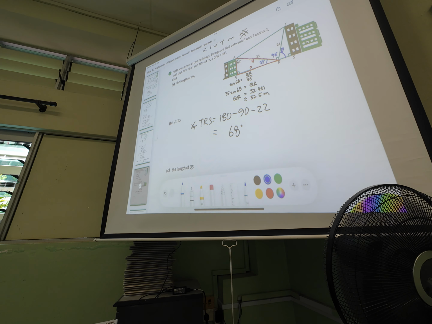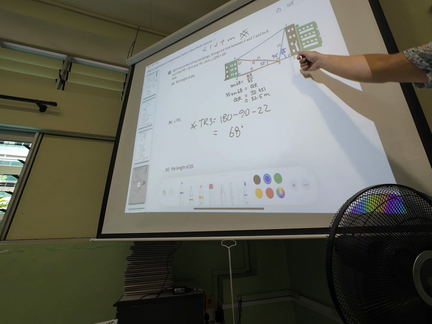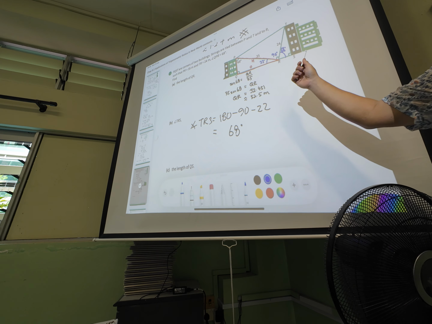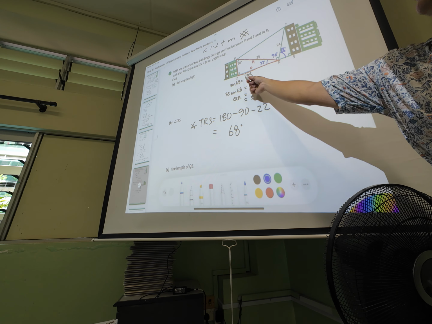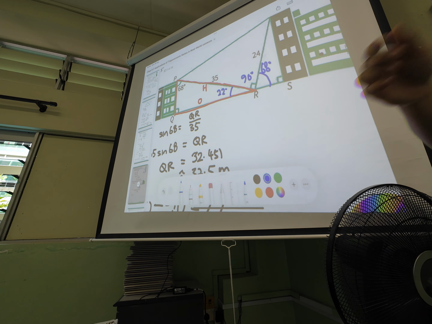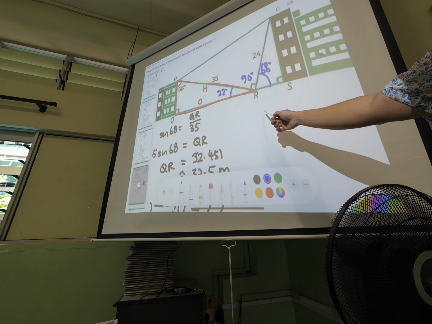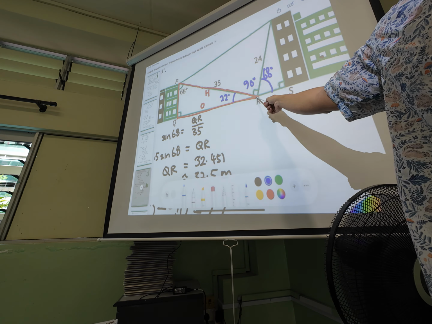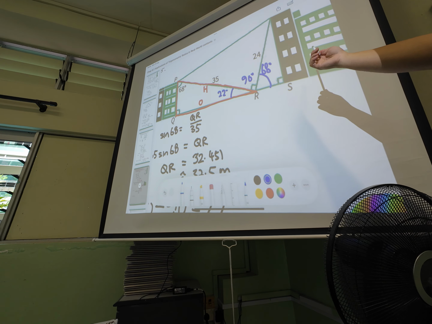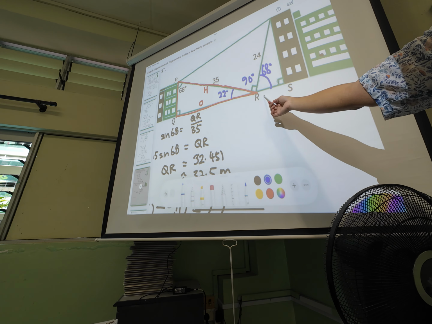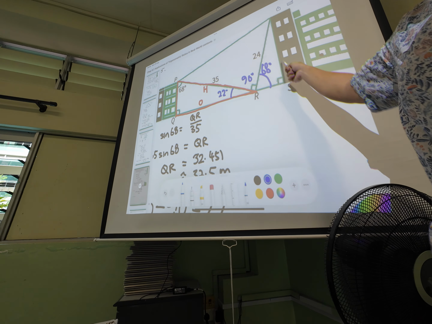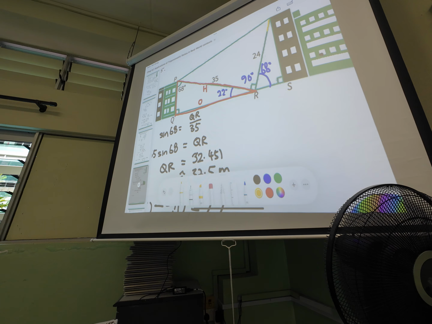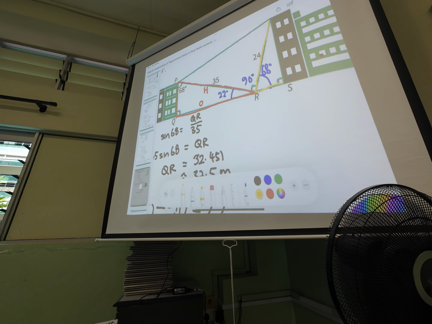Now that I have found this angle, can I find QS? Yes. How? I want to find QS, the entire length. I have found QR. QR is 32.5. Then I need to find RS. If I want to find RS, I will need to use this right angle triangle. So now I will be using another right angle triangle.